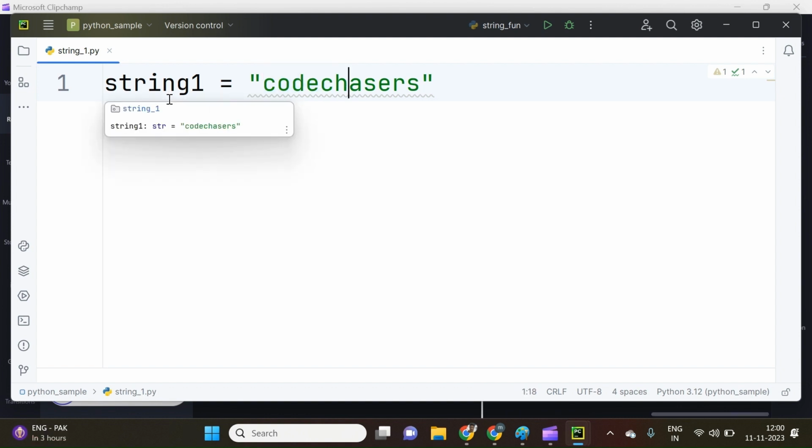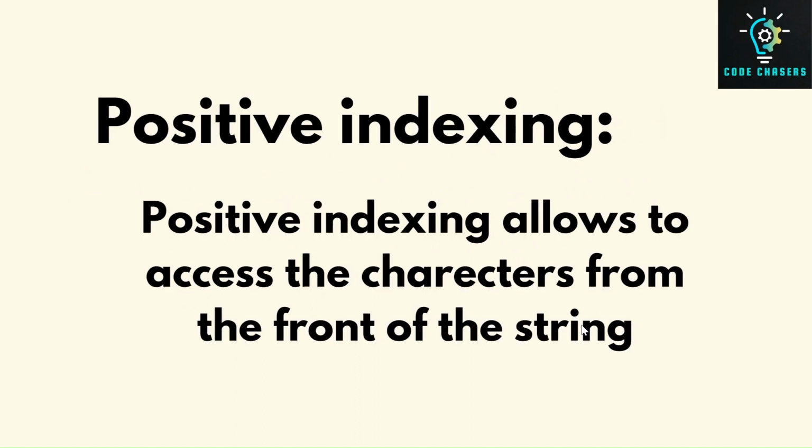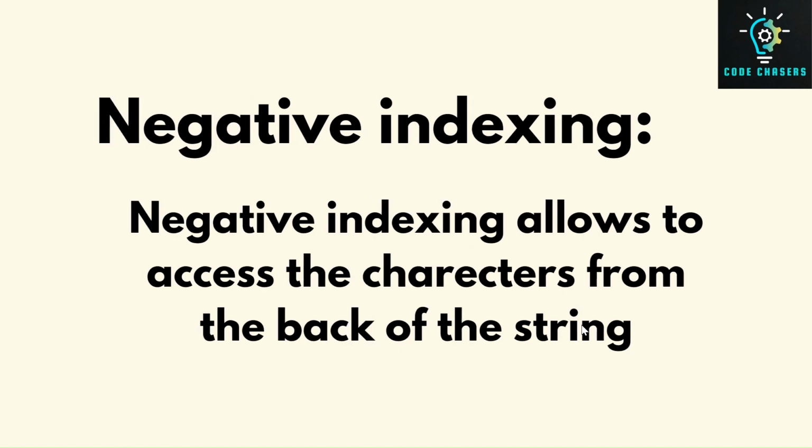Before that, we will see the types of indexing in Python. Indexing in Python is of two types. First is positive indexing. Second one is negative indexing. Positive indexing allows us to access the characters from the front of the string. Negative indexing allows us to access the characters from the back of the string. We will see clearly what is positive indexing and what is negative indexing with the help of an example.